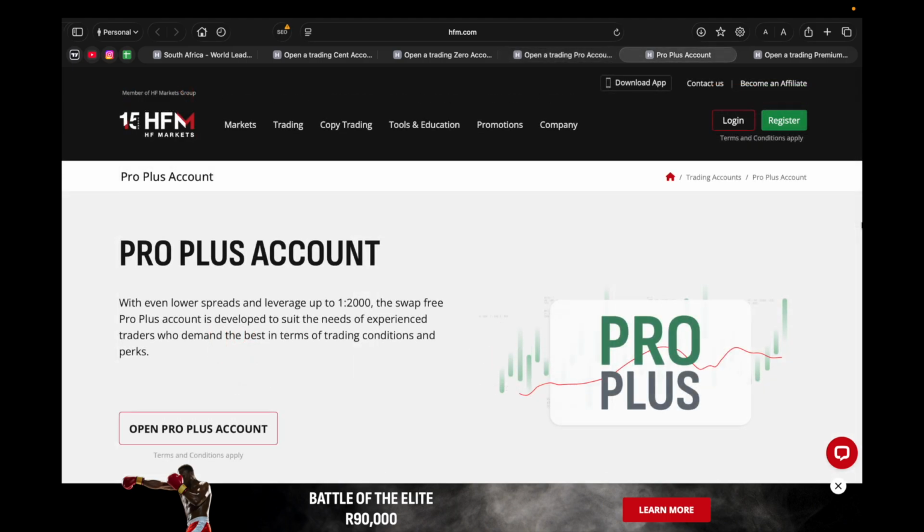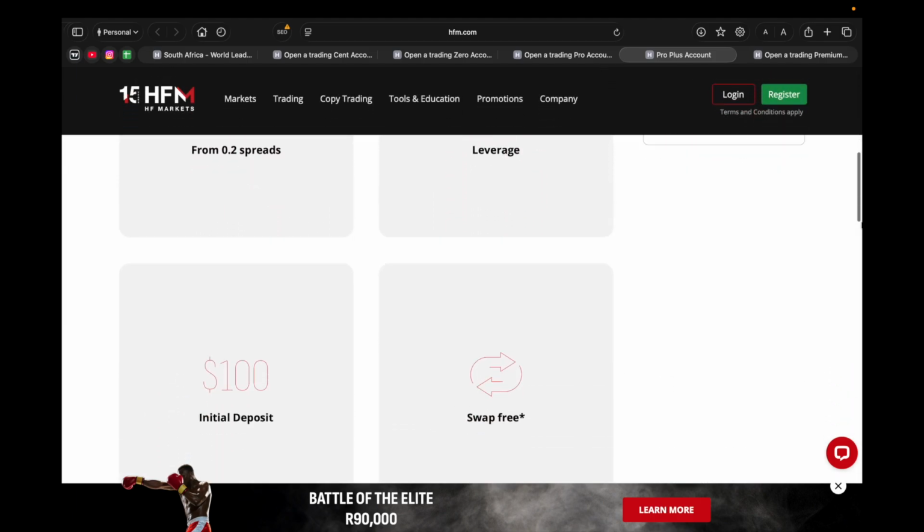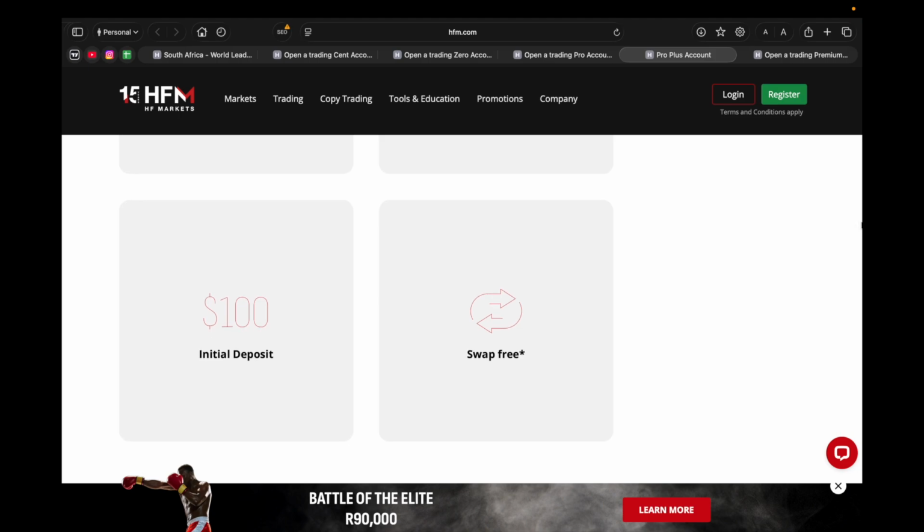Pro Plus account with even lower spreads and leverage up to 1 to 2,000. The swap-free Pro Plus account is developed to suit the needs of experienced traders who demand the best in terms of trading conditions and perks. Spreads from 0.2, leverage 1 to 2,000, initial deposit is $100 and swap free.